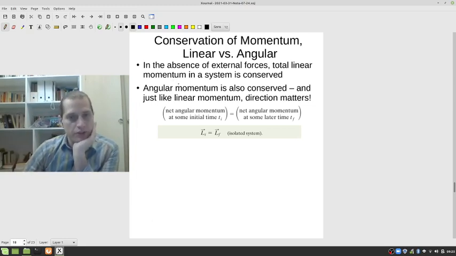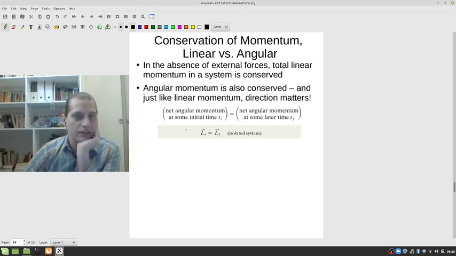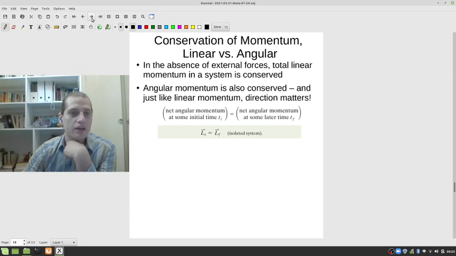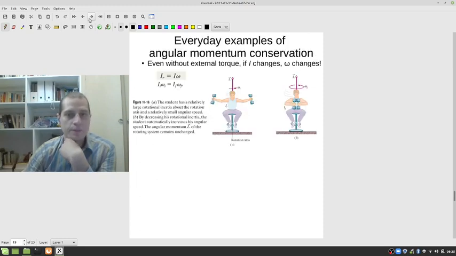Now, we have a similar situation going on here with angular momentum, where if we have an isolated system, the initial angular momentum is the same as the final angular momentum. So let's see a couple of examples where this idea can help us to explain some everyday situations.